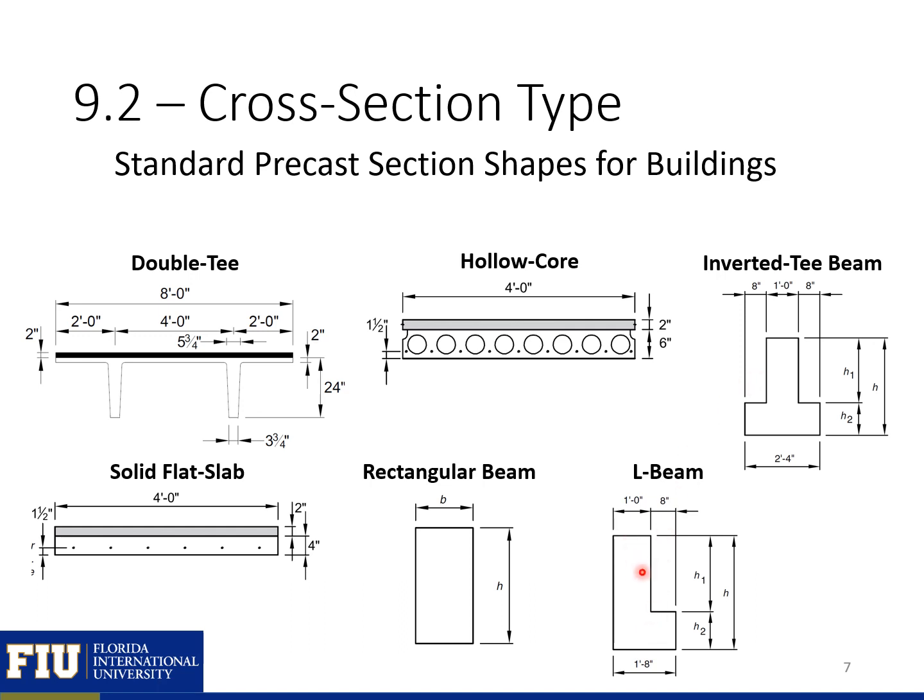Some L-beams are often used for exterior beams in a structure, and then again the beam would kind of frame in here on the ledge. And then two other members that can be used are rectangular beams and solid flat slabs.